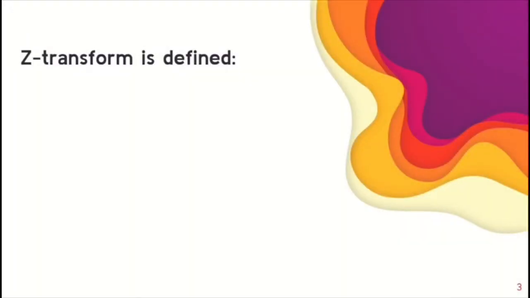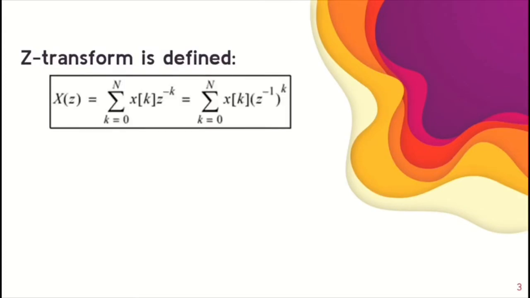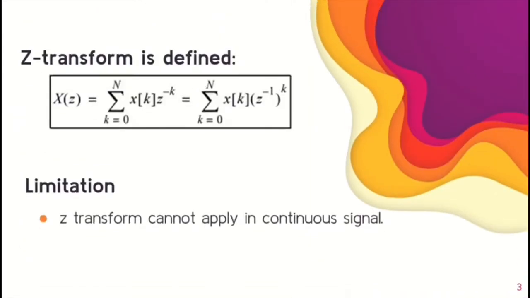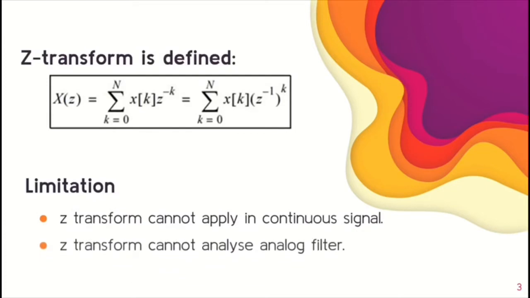Z transform is defined using this general equation. The new signal X(z) equals the summation from k equals 0 to n of the discrete time signal x(k) multiplied by z to the power of negative k. And so we simplify it: summation from k equals 0 to n of x(k) multiplied by z to the power of negative 1 times k. And for the limitation, Z transform cannot be applied to continuous signals. Z transform cannot analyze analog filters.